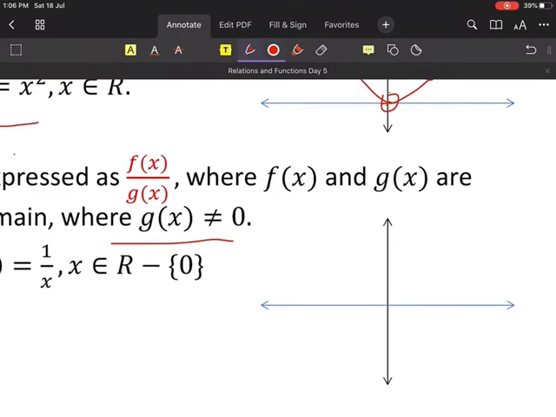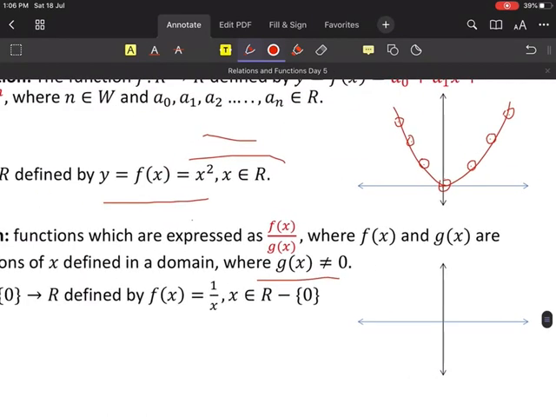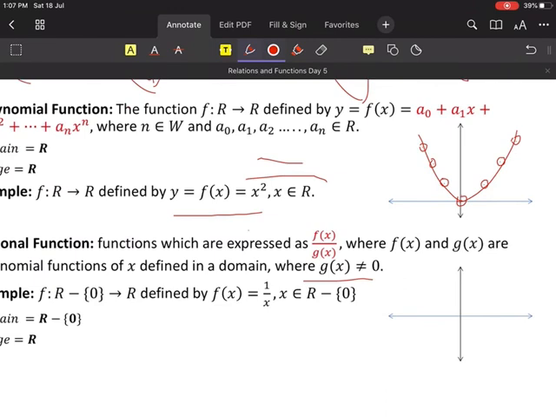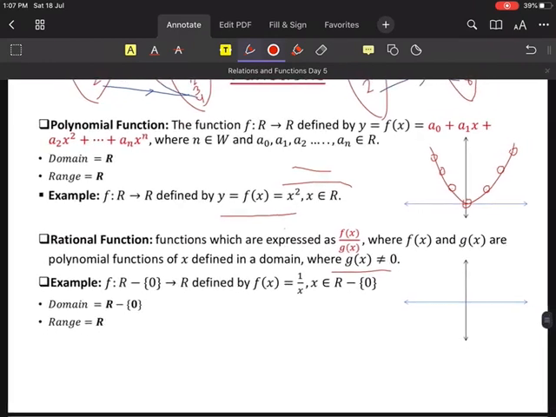Because if the denominator is 0, then... yes, that's the thing. It is undefined. That's the most important thing. When the denominator becomes zero, it is undefined. That should be my answer: g(x) not equal to zero because it's undefined. Understood? Simple as that. Don't go into rule or something. Clear?